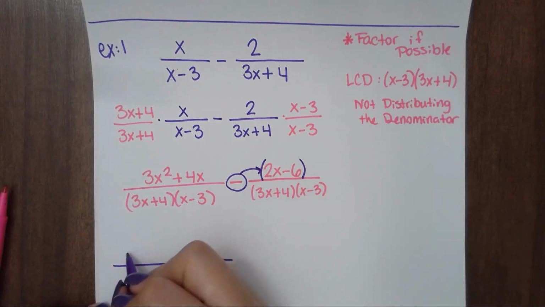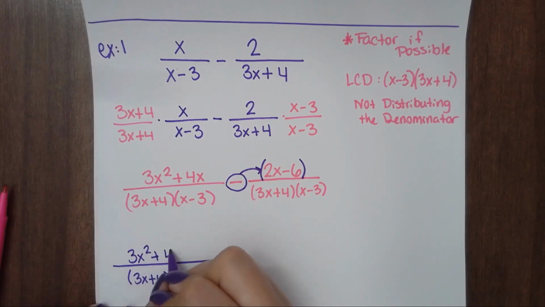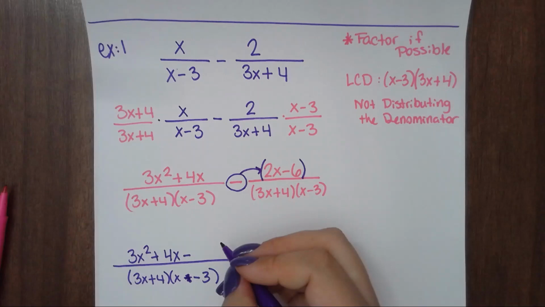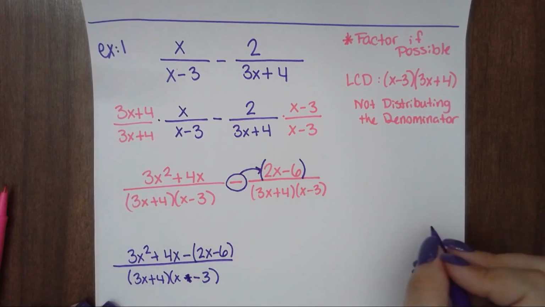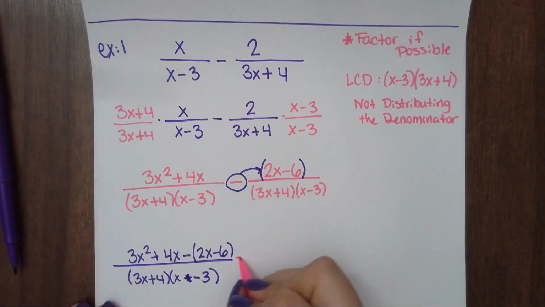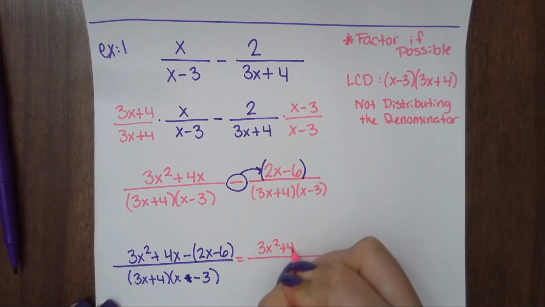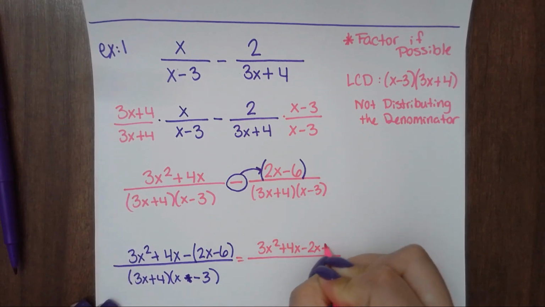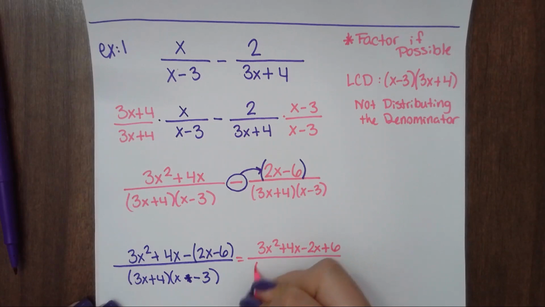So what I usually do is I say 3x squared plus 4x minus, and then usually I put it in parentheses, the 2x minus 6. That way I remember to distribute that negative. We distribute the negative. I get 3x squared plus 4x minus 2x plus 6. A lot of people would put negative 6 by accident because they forgot to distribute that negative, so just please make sure you don't do that.